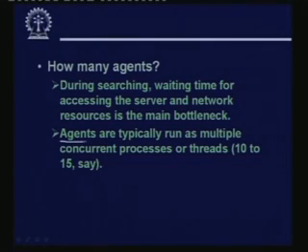Now, as I said, it will be faster if this process can be started together concurrently. So, what does a web crawler do? A web crawler runs agents as multiple concurrent processes or threads. Well, it depends on the implementation. Typically, up to 10 or 15 such processes or threads are run.